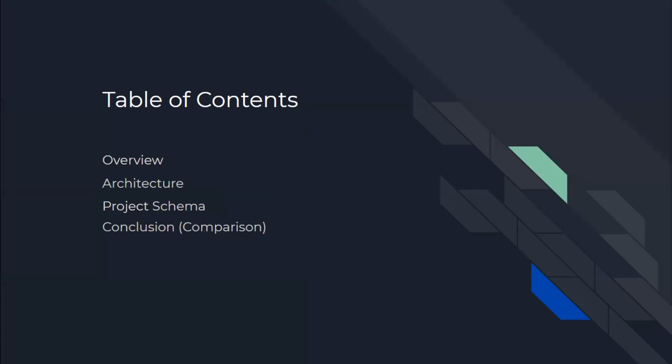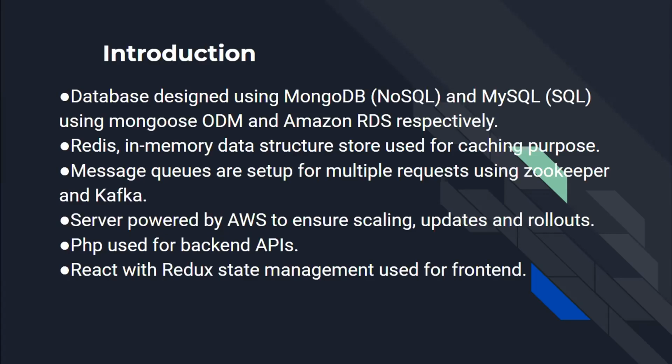So our table of contents will be: first, we'll give an overview of modern web applications. Then we'll move ahead with the architecture. Then we'll look at the project schema of a sample web application. And finally, we'll conclude on the uses of performance and how modern web architecture is useful in today's world, and how it has increased the speed multiple times and has increased the user comfort.